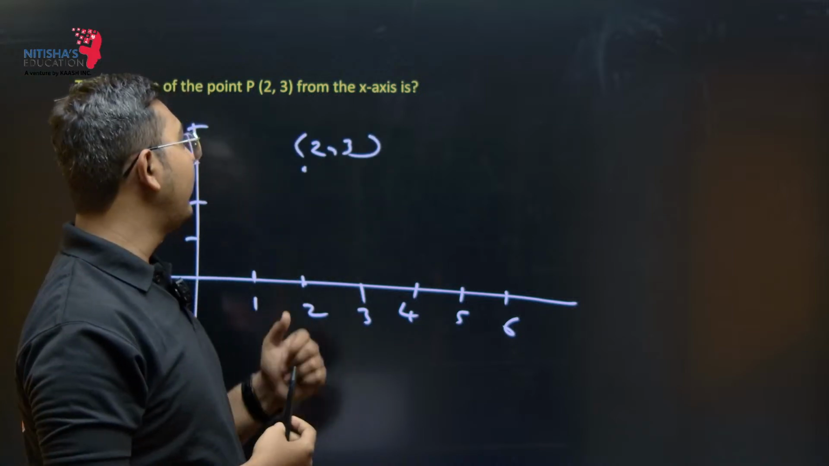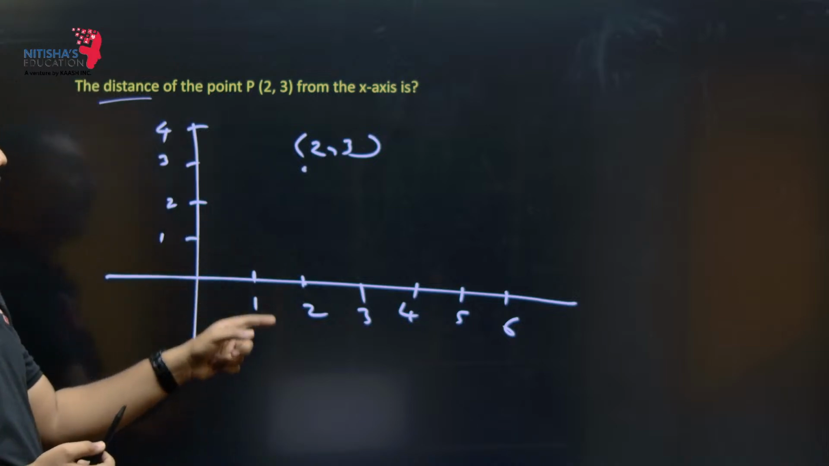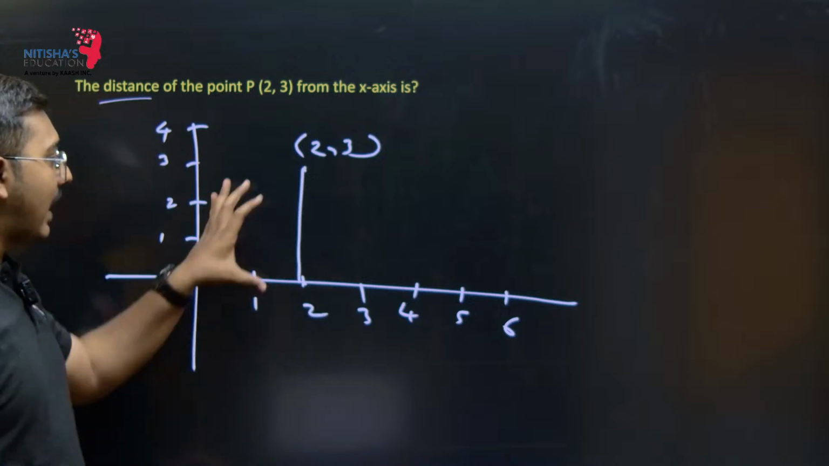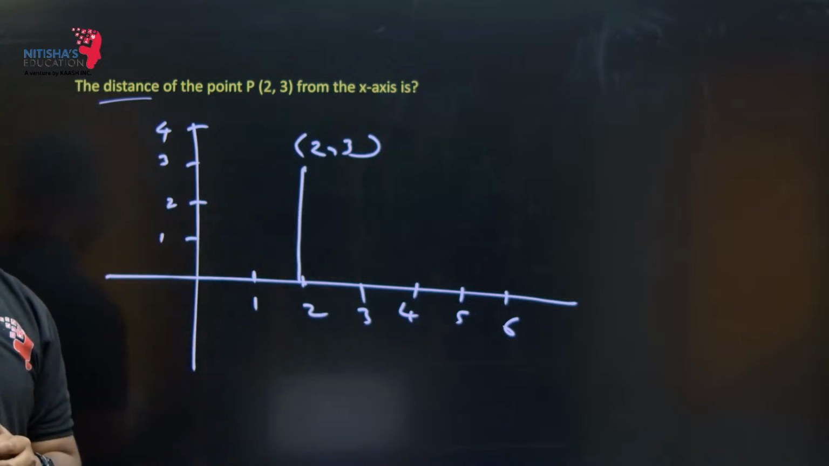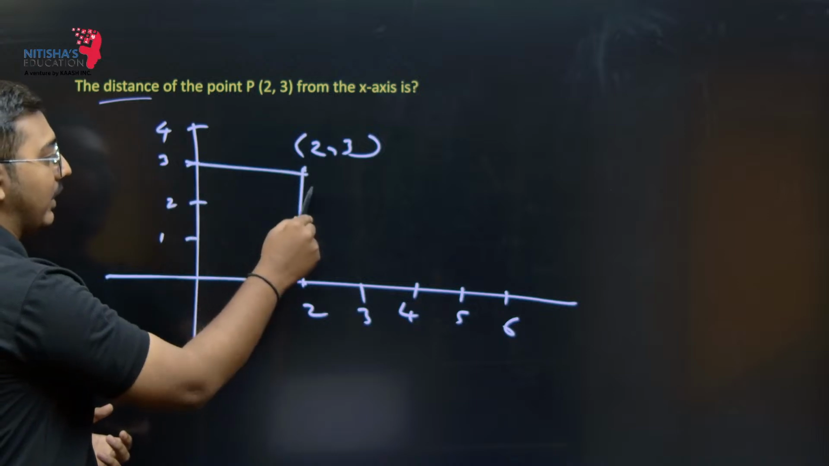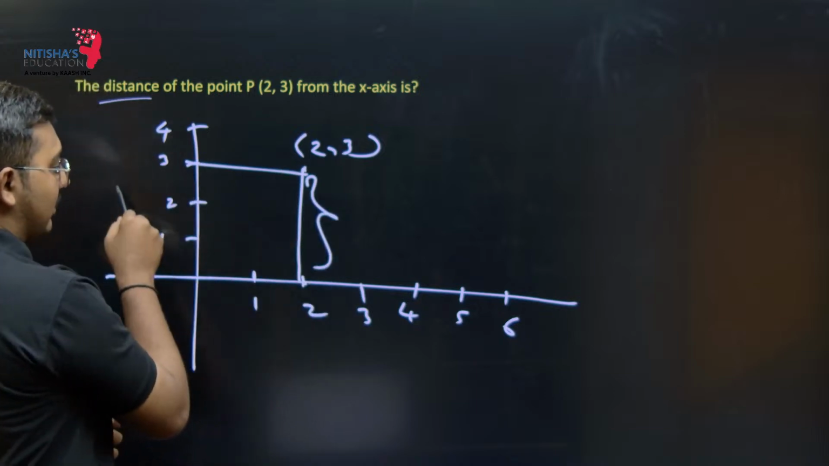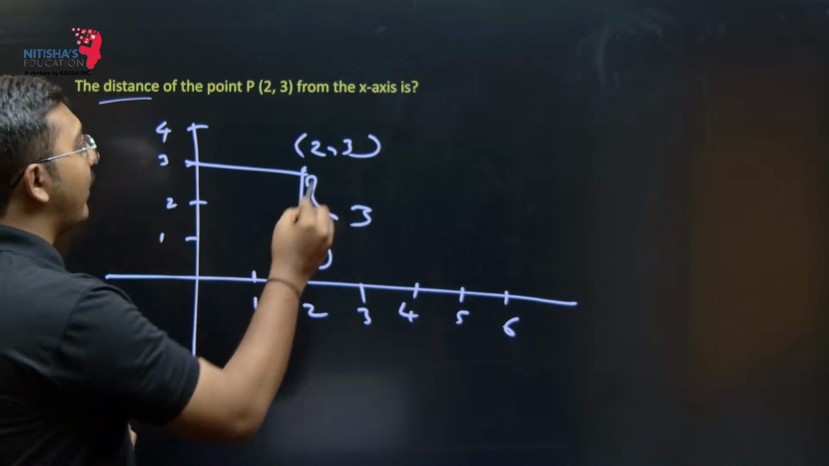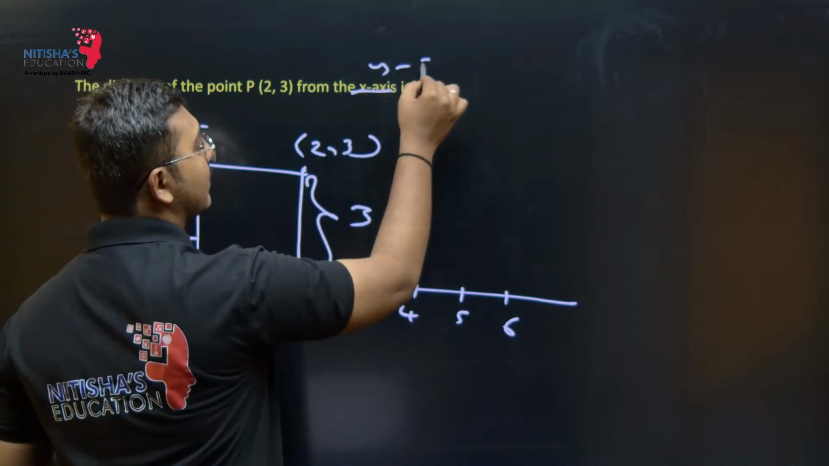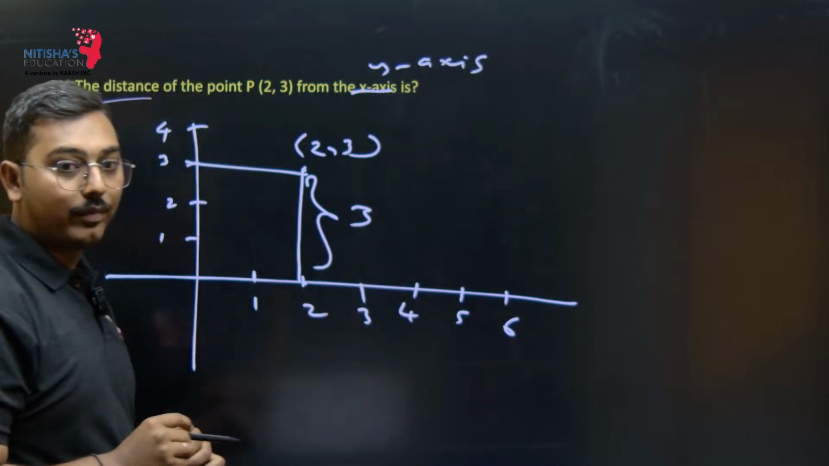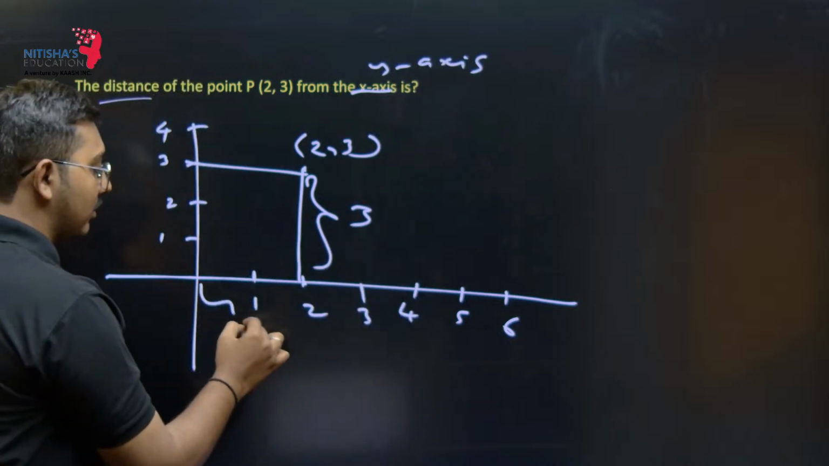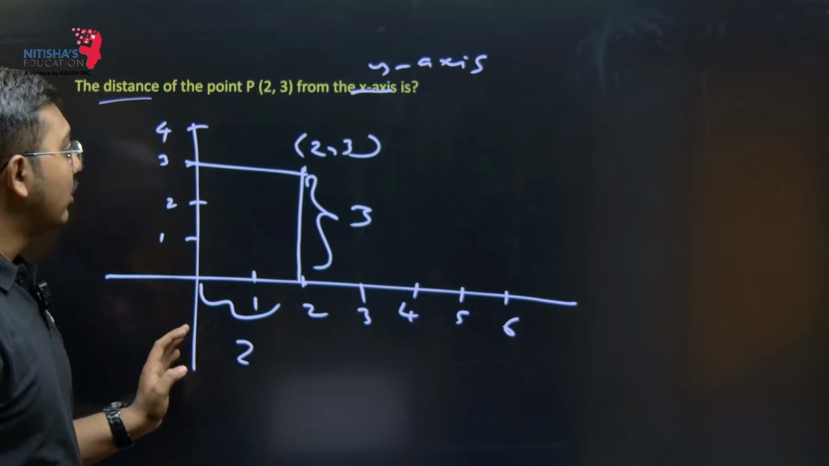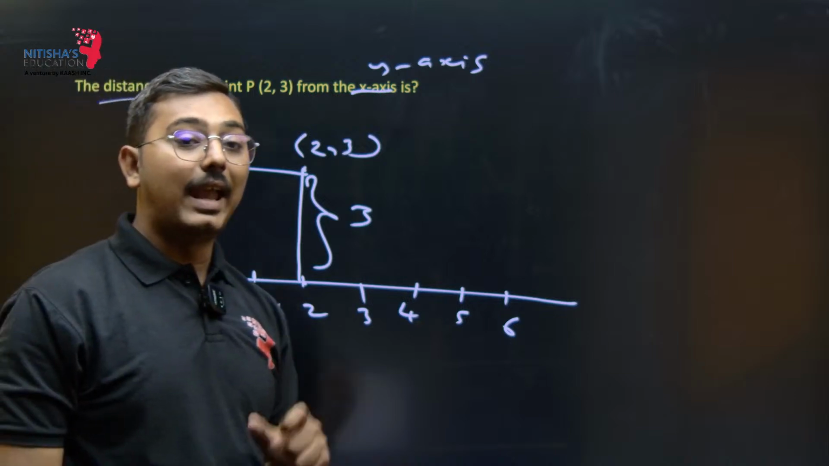Now tell me, if they are asking us the distance between the x-axis and this point, it will be this. What is the height of this distance? Yes, absolutely, it is the y-coordinate. So it is 3. Now if the same question were asked with the y-axis instead of the x-axis, what would your answer be? It is naturally 2.